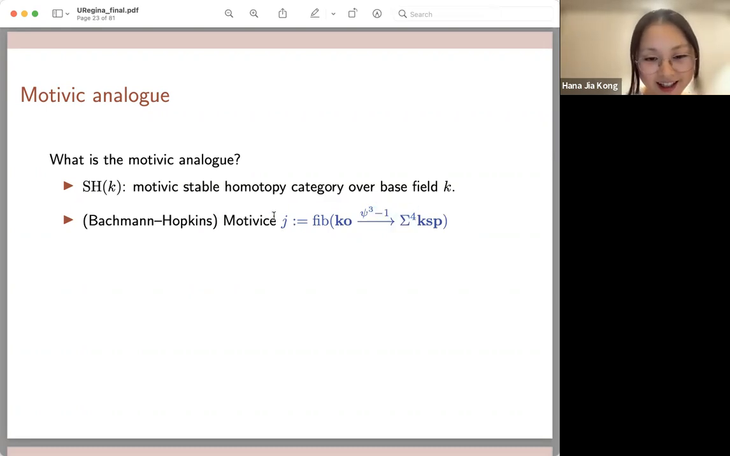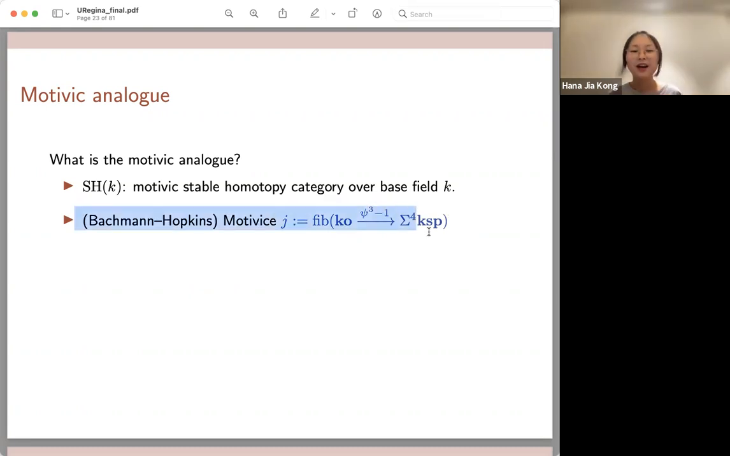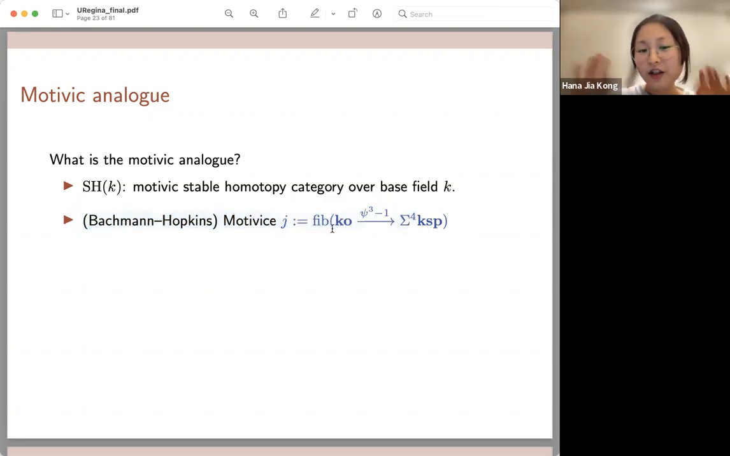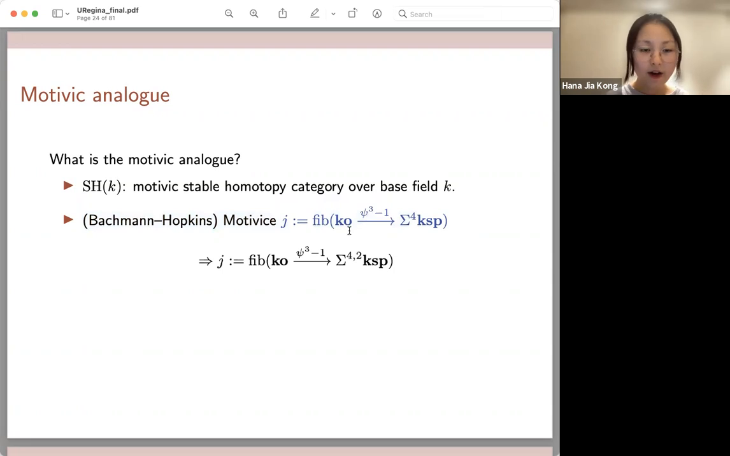Somehow I cannot select the whole thing. Okay, this definition is as a fiber of this map. And this is done by Bachmann and Hopkins. They define the motivic little j to be a fiber of some similar map. And here I'm abusing notation. I'm using this blue thing to denote the classical spectrum and the classical map, the classical definition.